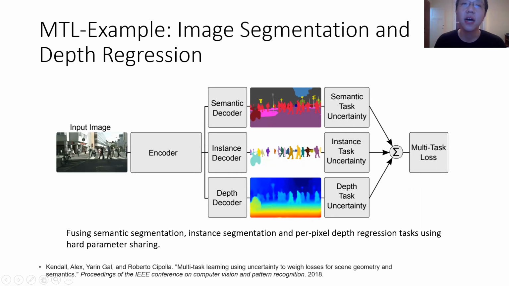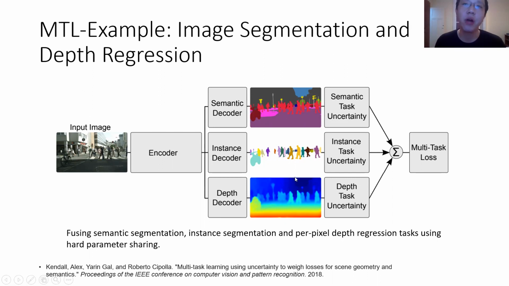The second task is called instance segmentation. That is, based on the semantic segmentation, we are going to omit all the background information. We're just going to pick out the most important instances, the most important objects within the image. For example, people and the bicycle. And the third is called depth regression. That is, we want to know how far away each of these pixels is from the camera.